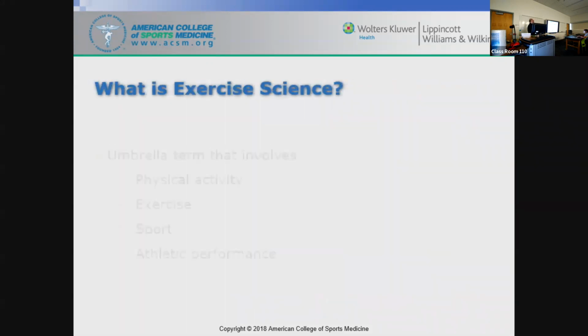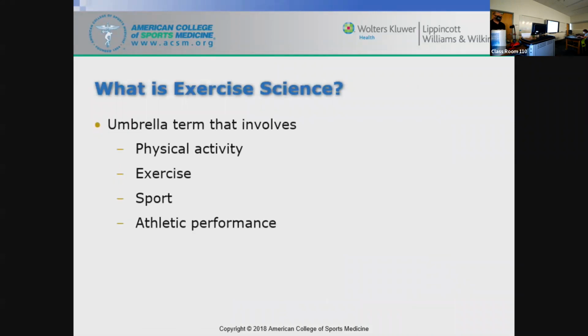So I think, yeah, I ended here. So exercise science is an umbrella term. It includes anything that includes physical activity, exercise, sport, athletic competition, performance. It's all going to be included in there. Basically anything in the health field, maybe not medicine from a hospital standpoint, but athletic trainers are actually kind of that intermediary now.